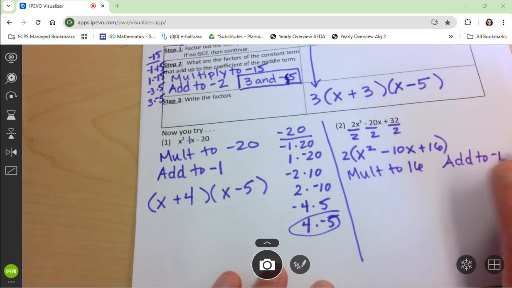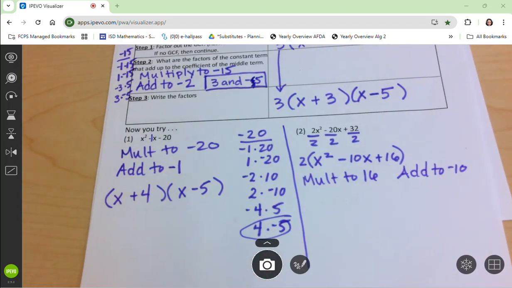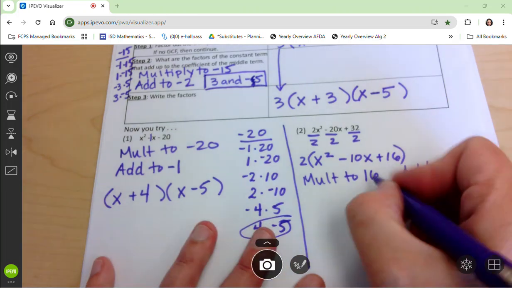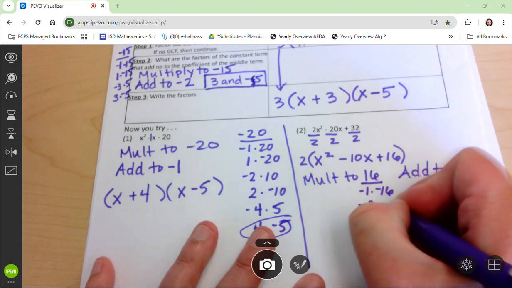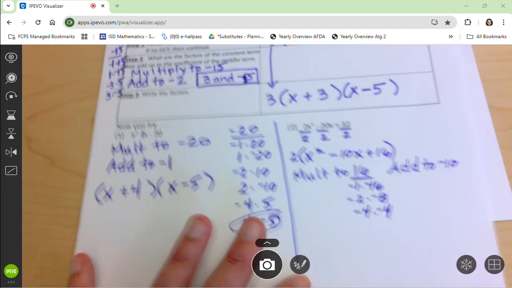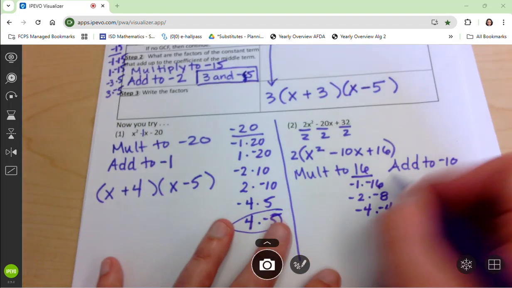How is that possible? How can two numbers multiply to positive 16 and add to negative 10? All right, Shahir says 2 negatives. Would that work? Does negative times negative give you a positive? And negative plus negative, does that still make negative? Yeah, okay. So we need two numbers that are negative that multiply to 16. So it could be negative 1 and negative 16, negative 2 and negative 8, or negative 4 and negative 4. Which pair of numbers adds to negative 10? The negative 2 and the negative 8.